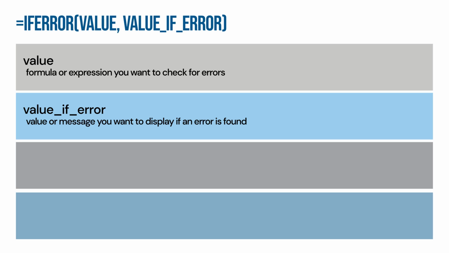Let's start with an overview of the IFERROR syntax in SmartSheet. Here's what each part means. Value: the formula or expression you want to check for errors. Value_if_error: the value or message you want to display if an error is found.